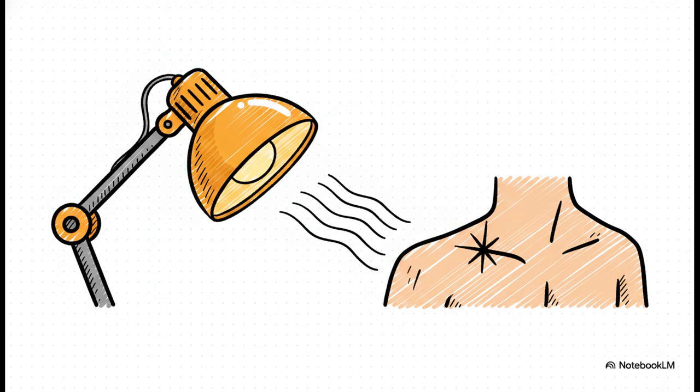Unlike the conduction handshake we just talked about, radiation doesn't need to touch you at all. It transfers heat through electromagnetic waves. Imagine an infrared lamp pointing at a patient's shoulder. The lamp never actually touches the skin, but those electromagnetic waves travel right through the air, enter the tissues, and magically convert that radiant energy directly into internal heat.